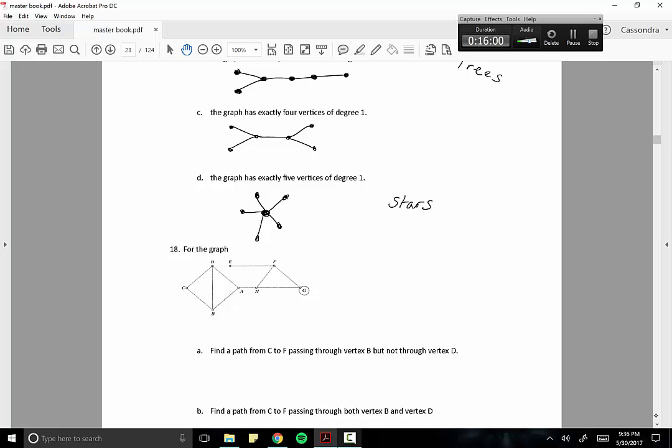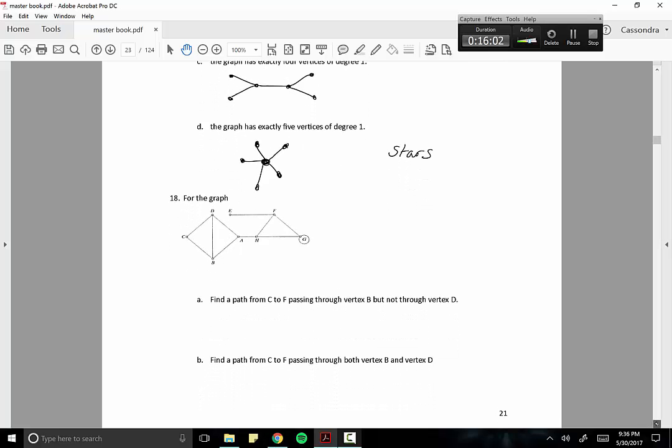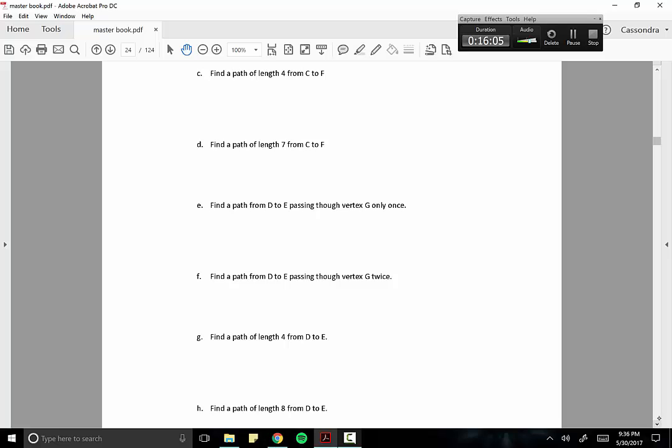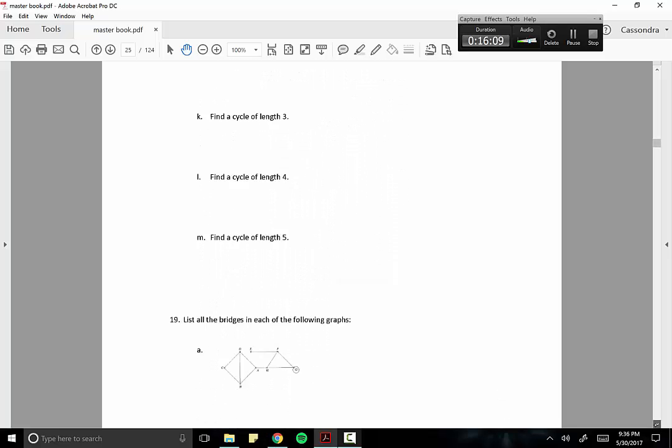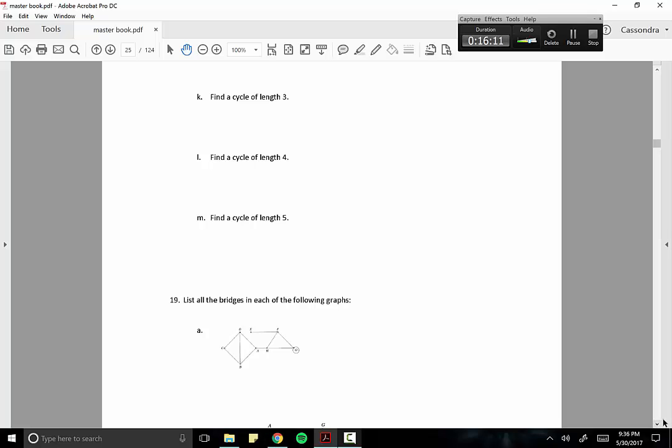These for 18, A, B, all of these should be pretty self-explanatory. Although when I'm asking you for cycles, there are ones that don't have cycles, like the cycle of length 5. It doesn't exist. Okay? No cycle of length 5 in this graph. There are other graphs that they will exist.